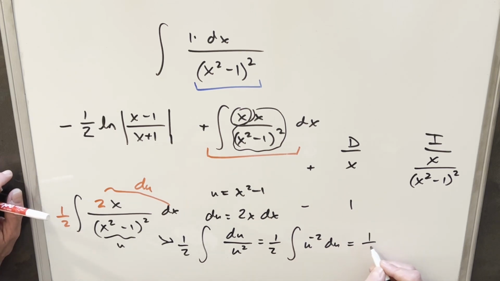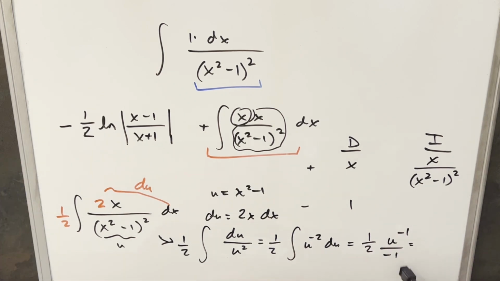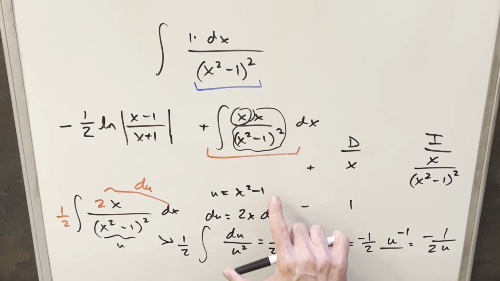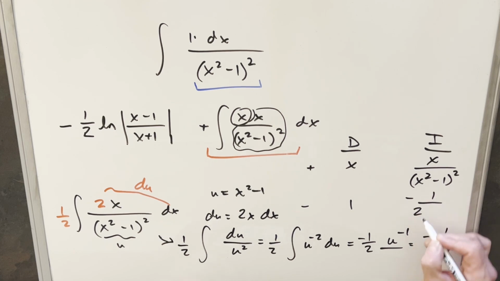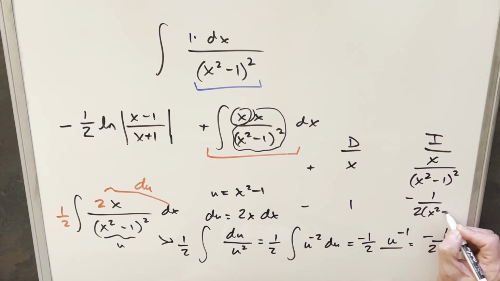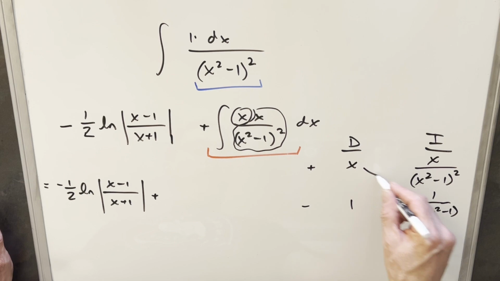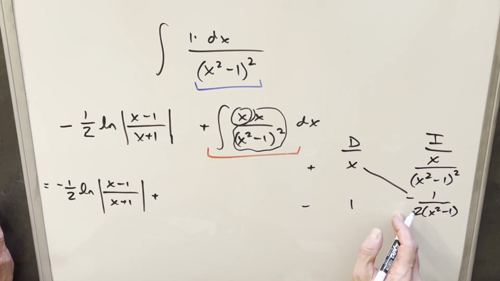So doing this, we're going to have our 1/2. This is going to become u to the minus 1 over minus 1. Let's take this minus sign and bring it out front here. So this is going to become minus 1 over 2u, bringing the u back into the denominator. But we know our u is this thing, so for this integral, we're going to have minus 1 over 2 times (x squared minus 1), since our u value is x squared minus 1. Now we have part of our solution for this integral here on the diagonal.